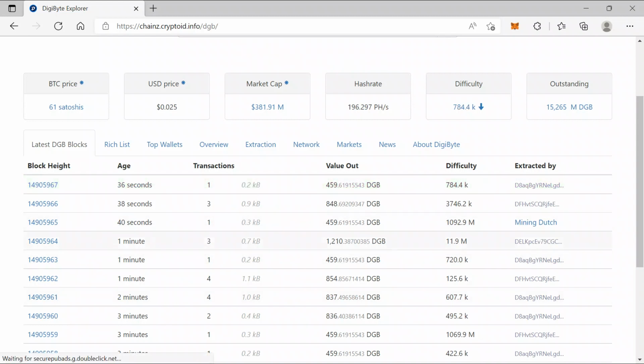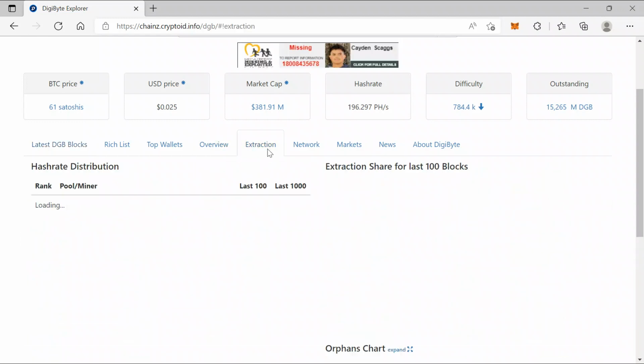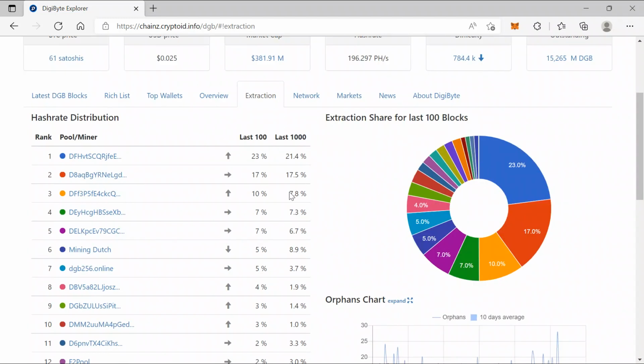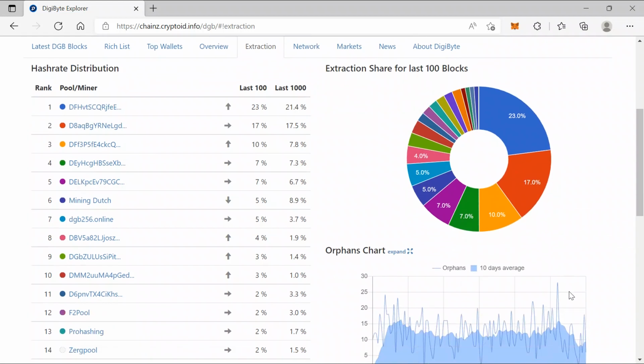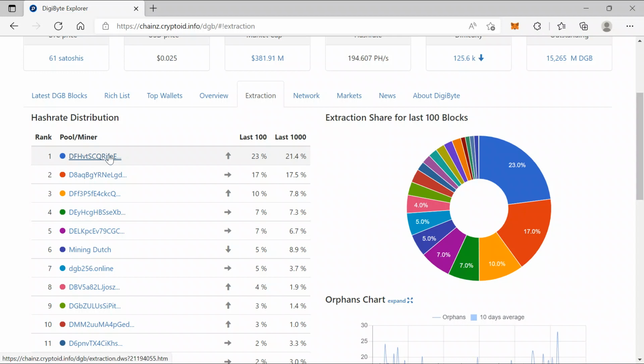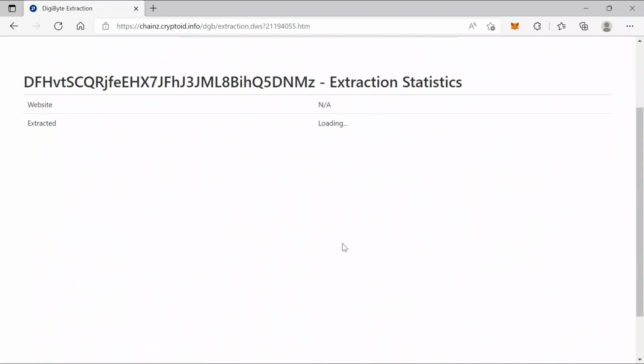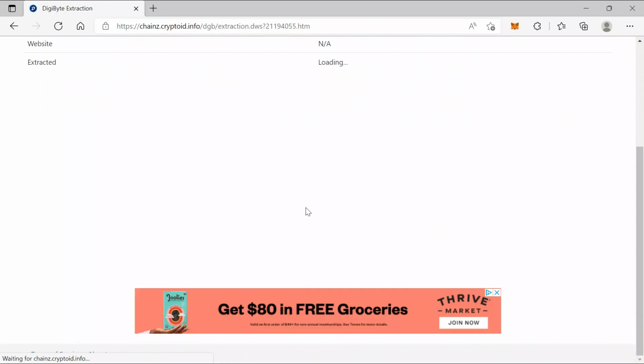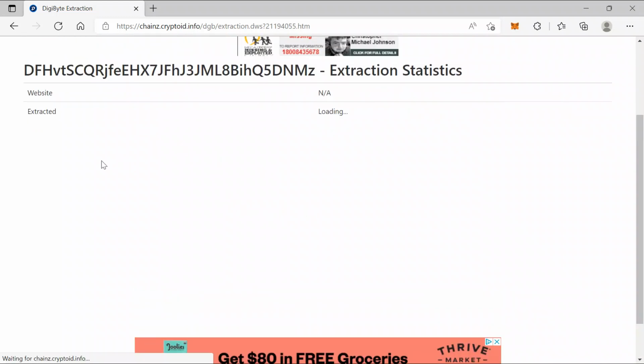I'm going to drop over to a couple things. One, we're going to take a look at extraction. This is just the mining distribution right here. In the last 100 blocks, you can see what that looks like. We've got right at 3 miners underneath 50% or so. Then it'll show you their address, and you can see pretty much what they've mined over the last 1,000 blocks or so, and their totals too, if it'll load this morning.